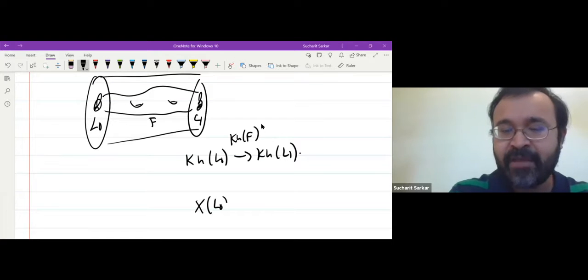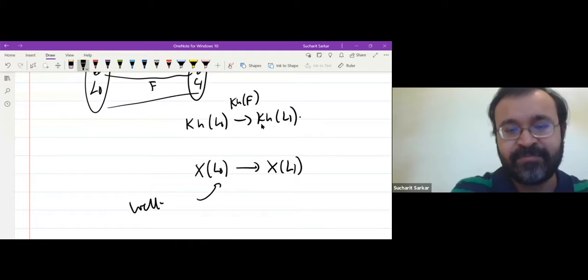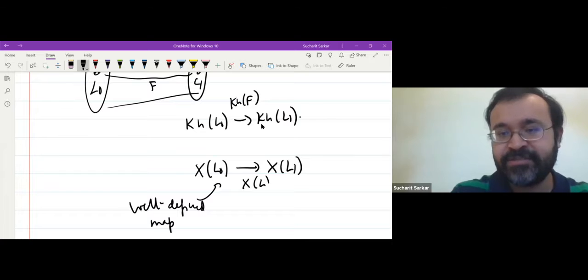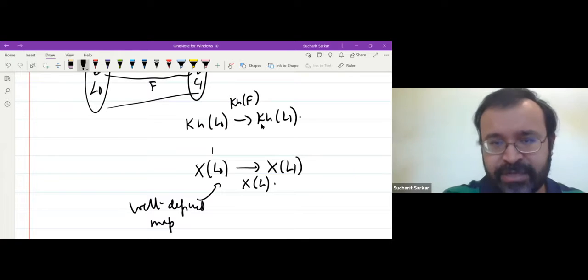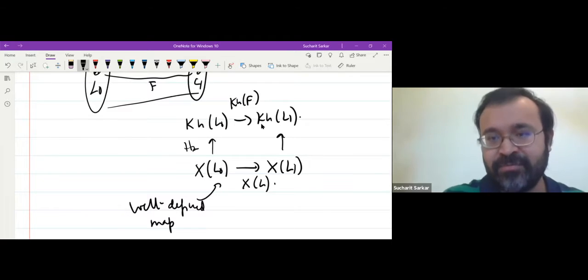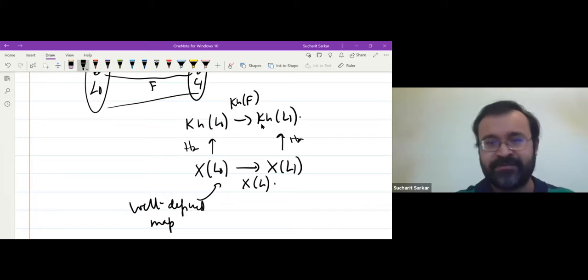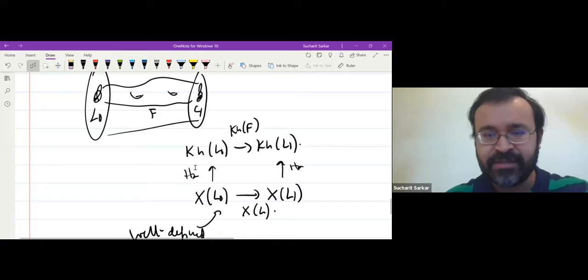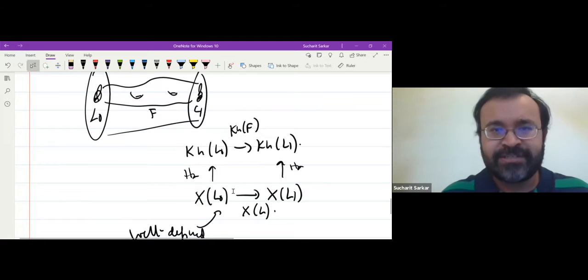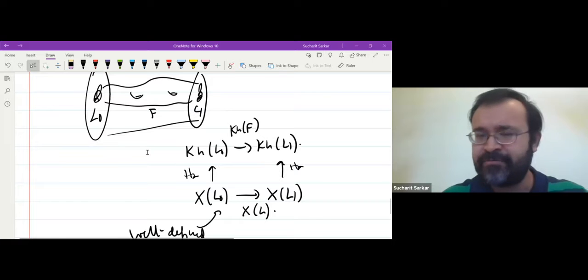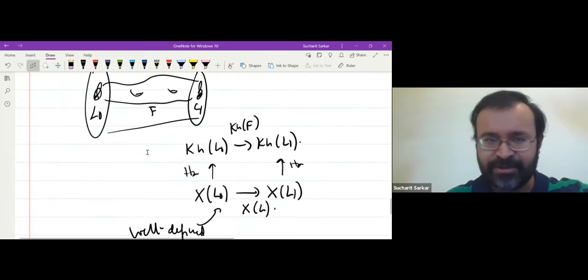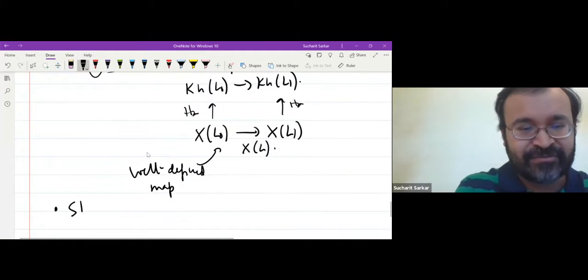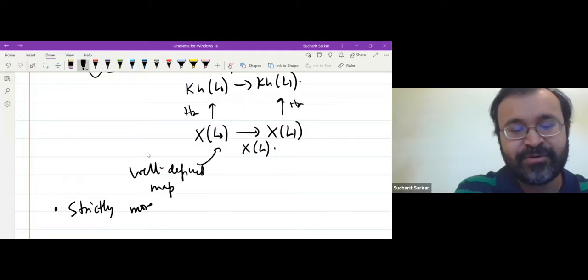But we also get a map on the level of spaces. So there is a well-defined map at the level of spaces, so that if you take homology, so this vertical arrow is homology, you get the induced map there, okay? So if you apply the homology functor, you have the induced map on Khovanov homology level. But a map of spaces is actually strictly more information than a map of homology groups. I really want to stress this. This is strictly more information.